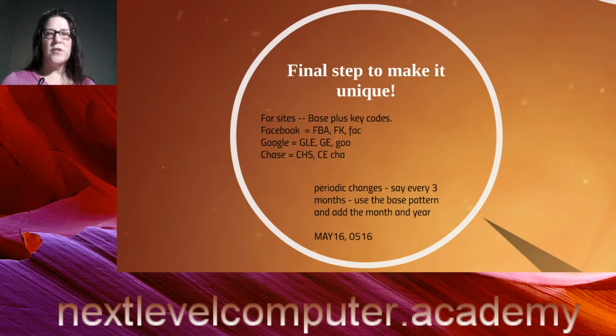And then the final step to make it unique is to come up with a key code for your site. So I have some examples here. We have Facebook, Google, and Chase. There are some different key codes that maybe you could use. Say we pick the middle one. Facebook is FK, Google is GE, Chase is CE. So we're using the first letter and last letter of the site. And I would bookend them, one in the front, one in the back, bookends to our pattern.